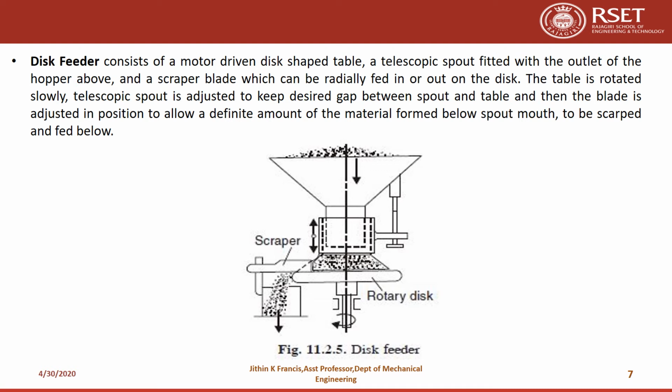That is, if we see, this one is a disc feeder wherein a rotary disc is being used and there is a scraper. So the scraper is adjusted so that the required amount of material from the hopper will be transmitted through the rotating disc. It keeps on rotating and there is a telescopic movement for moving up and down. So based on the scraper alignment, it will fall to the next required path.